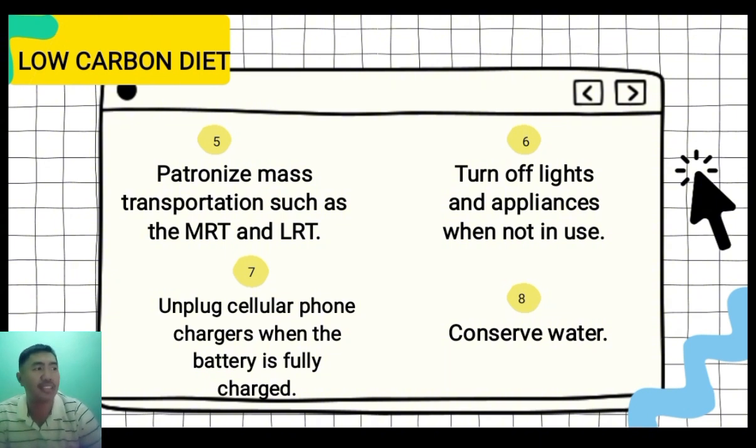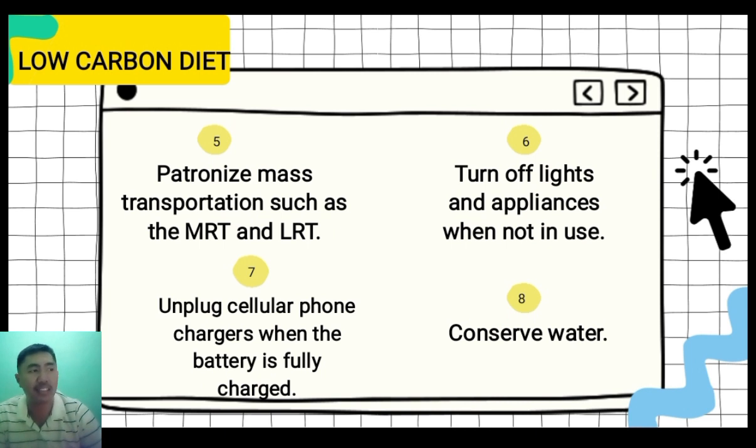Next is turn off lights and appliances when not in use. Are you familiar with this? Sometimes we forget to unplug the appliances, which is very wrong because forgetting to unplug your appliances is a big factor that affects our environment. So you shouldn't forget to turn off lights and appliances to reduce risk to our environment.